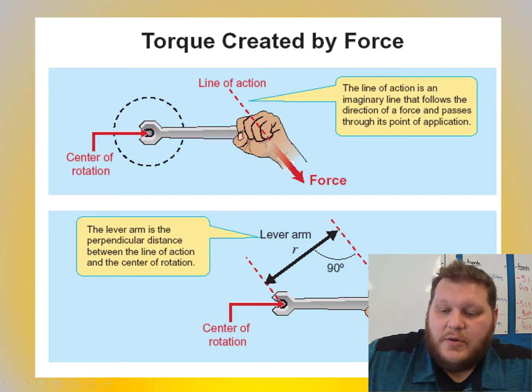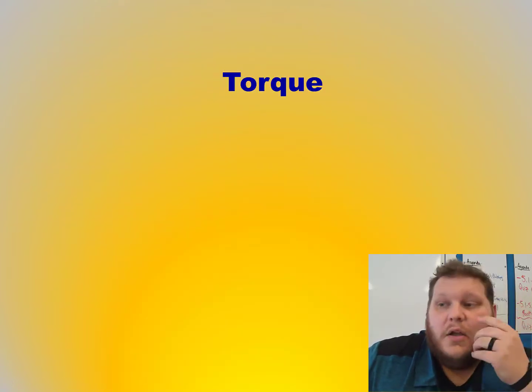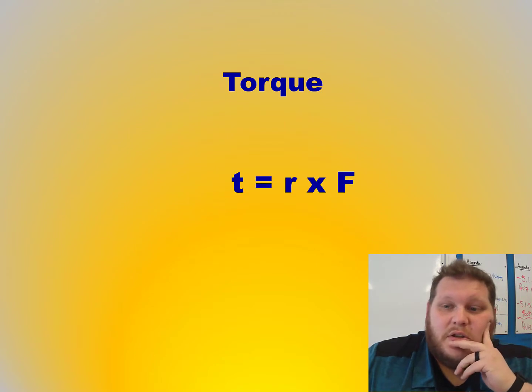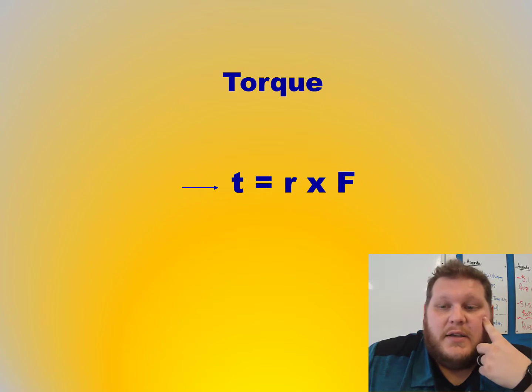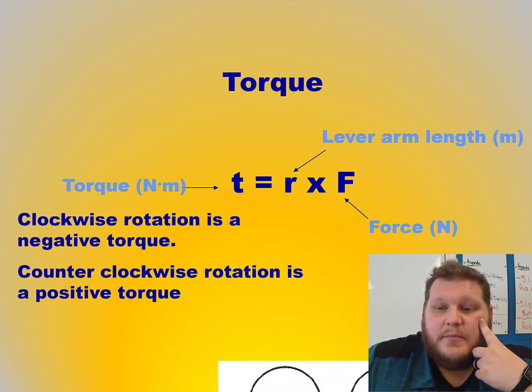So once we know those two things, once we know what our different values are, we can actually get into the equation, which is torque, for which we use a lowercase t. Torque is simply our radius, which is our lever arm length, times the force that's being applied.